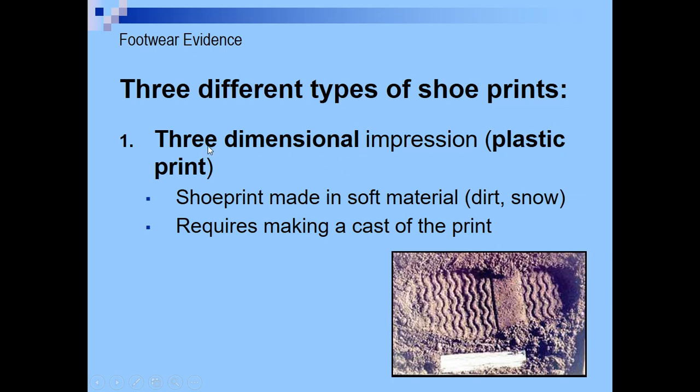So again, a plastic impression is one that's three-dimensional. It's three-dimensional because it was made in something soft. And the way that you are to preserve it is to take a photograph with a ruler first and then make a cast out of dental stone or plaster of Paris.